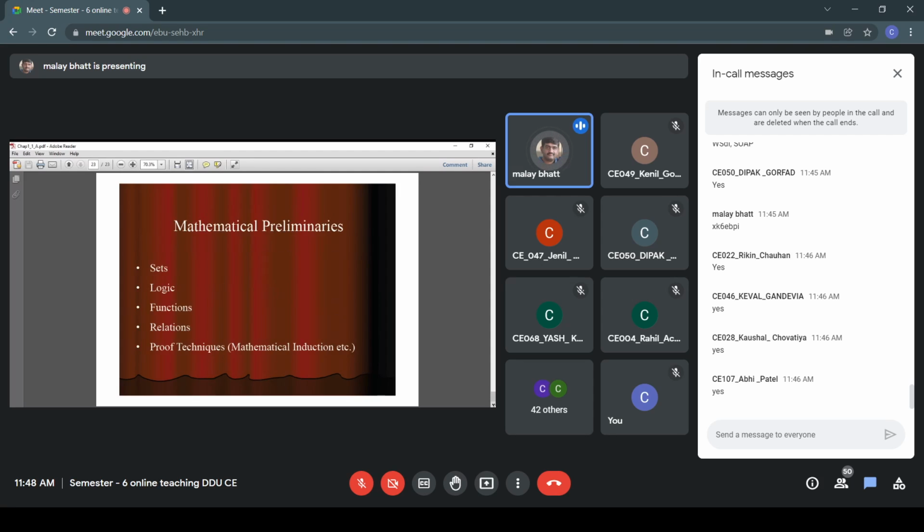So now our next goal is to understand some mathematical preliminaries which are required to understand the whole subject, which includes set theory, logic, that is truth table, true and false, functions and relations, and mathematical induction, for the purpose of understanding the proofs which are given in the book. So now I am sharing another slide with you, and we'll start with the first topic, that is set theory.